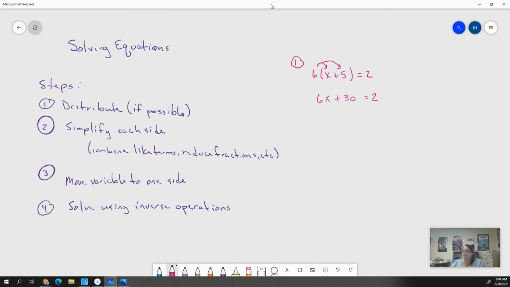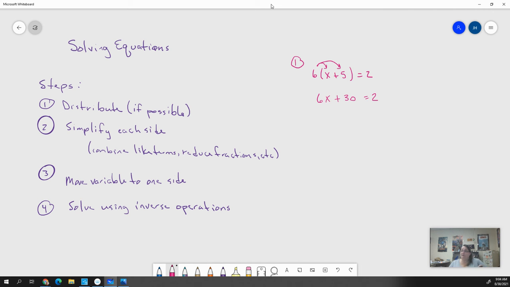So we've done our distribution. According to our steps, our next step would be to simplify each side, combine like terms, reduce fractions. But if you look at each side of this, it's as simplified as it can possibly be. I can't add 6x or 30 to anything else on this side of the equation. It is as simplified as we can make it. The only thing more simple than that is this 2 on the other side, right? There's literally nothing to do with that. It's just a 2. So we just skip on by it, right? There's nothing we can do there.